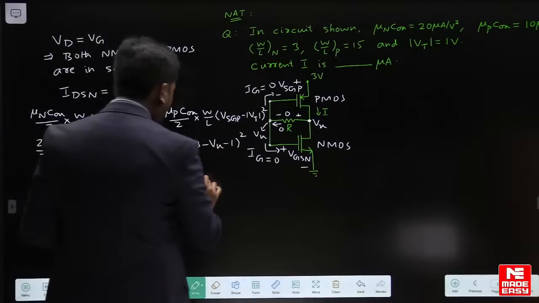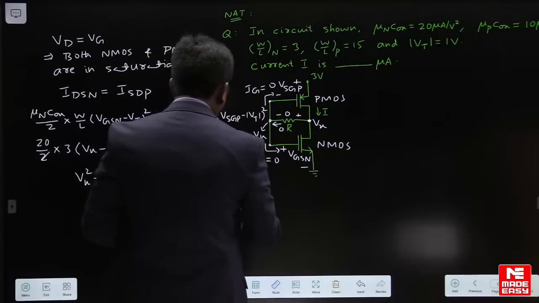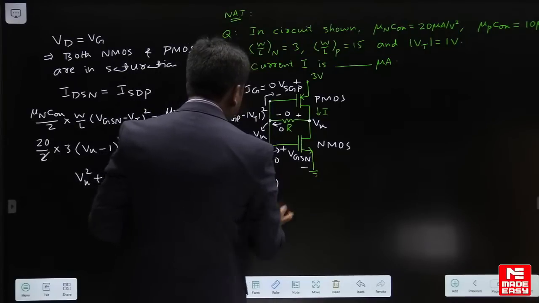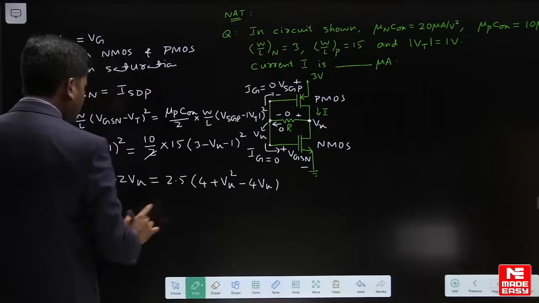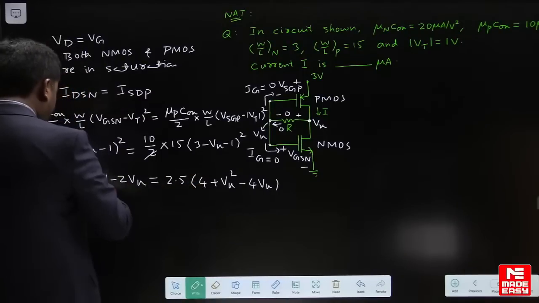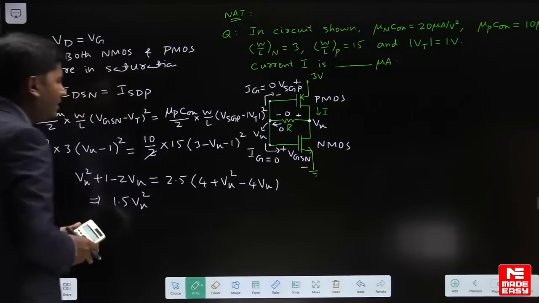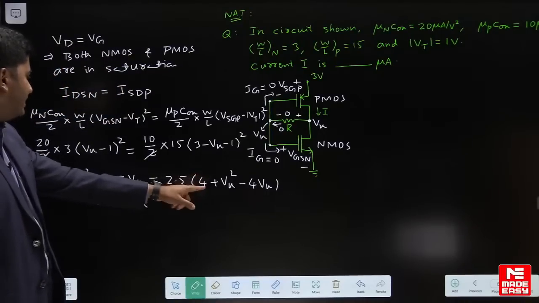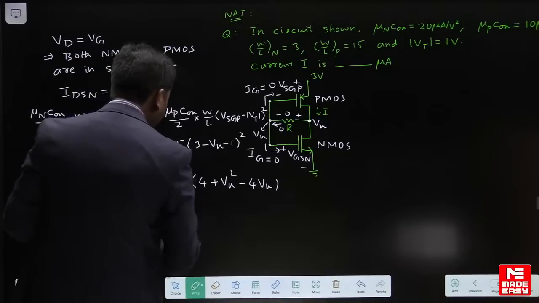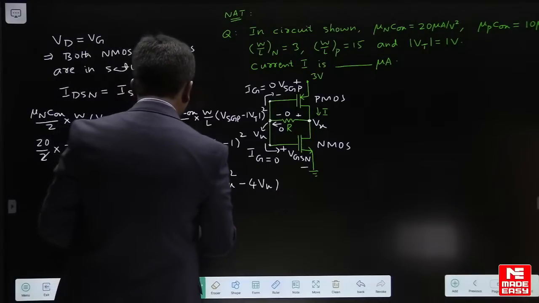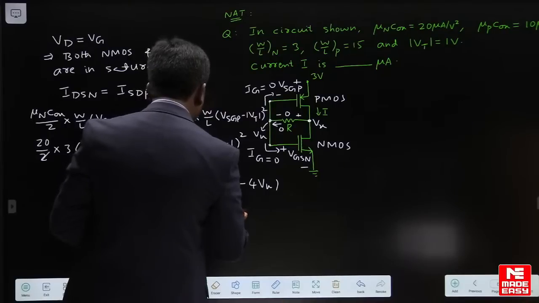उसको भी आप expand कर लो. 4 plus Vx square minus 4Vx. Okay, it will now become a quadratic equation. इसको मैं यहाँ पे लिख देता हूँ. 2.5 Vx square minus Vx square, it becomes 1.5 Vx square, and minus 10 Vx plus 2 Vx, it will be minus 8 Vx, and plus 10 minus 1, it will be 9, is equal to 0.